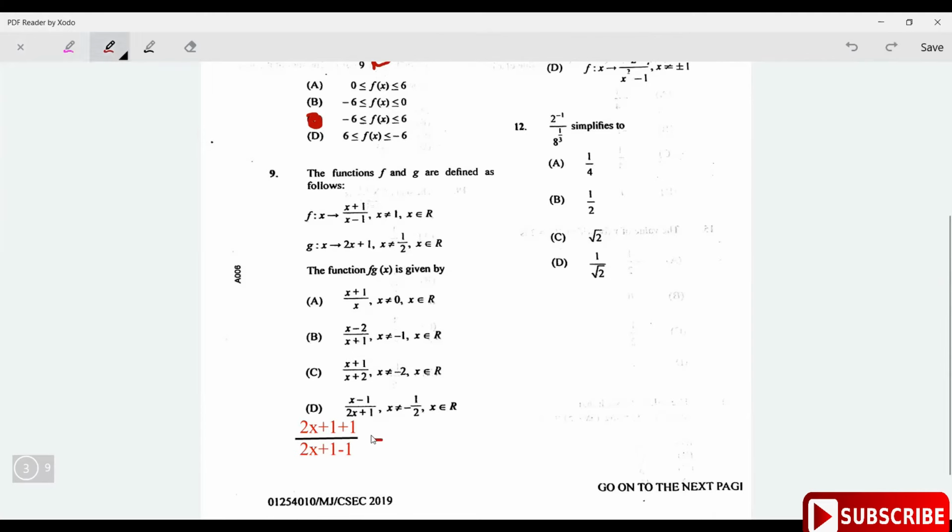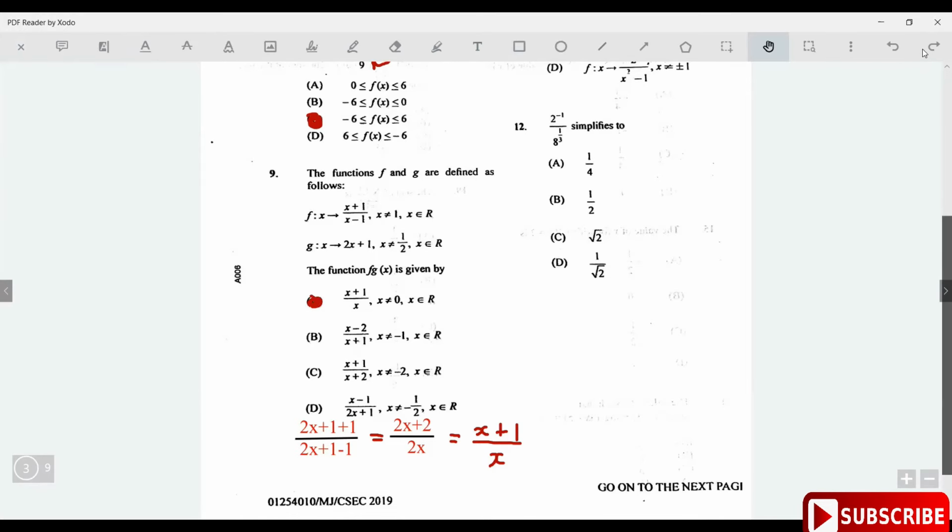And so what we get is 2x plus 2 divided by 2x. And so then all we have to do now is do our division and divide through by 2. When we divide through by 2, what we get is x plus 1 over x. That's what we get, x plus 1 over x. Option A. Nice. All right, moving right along.